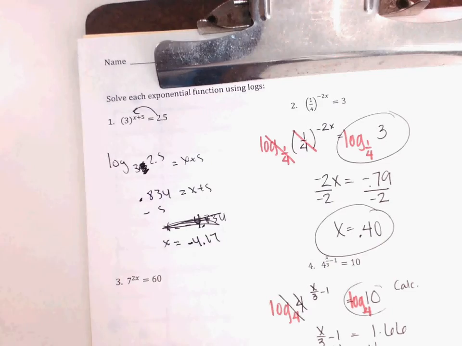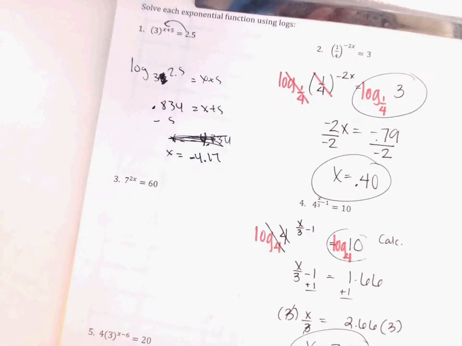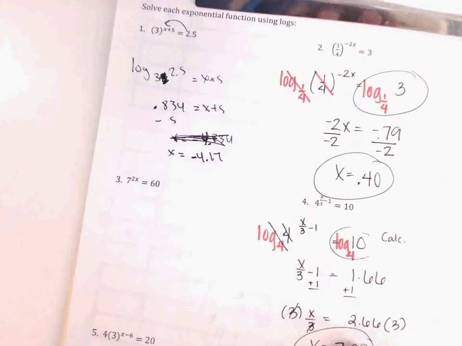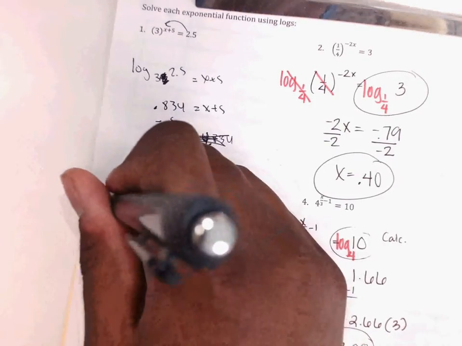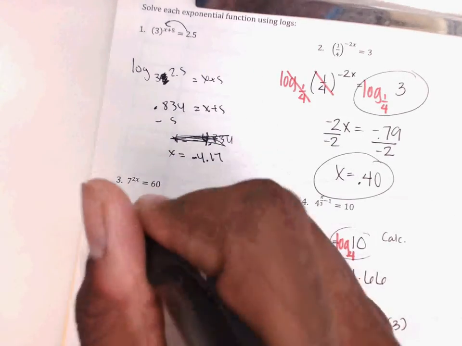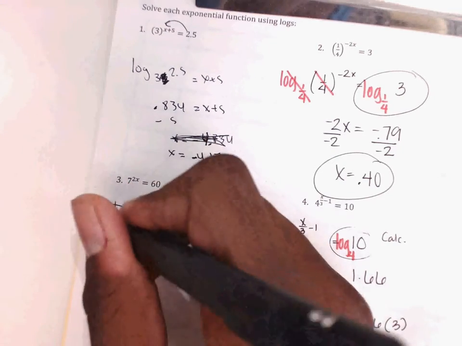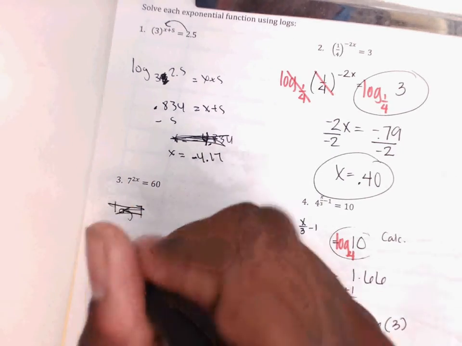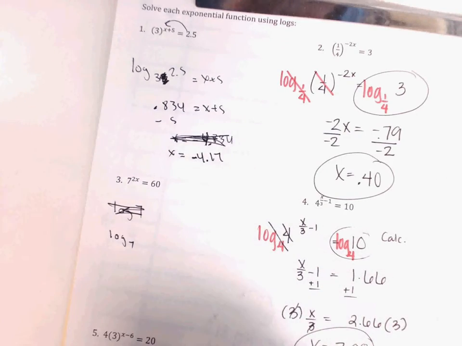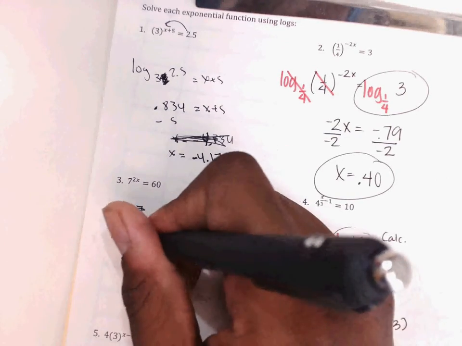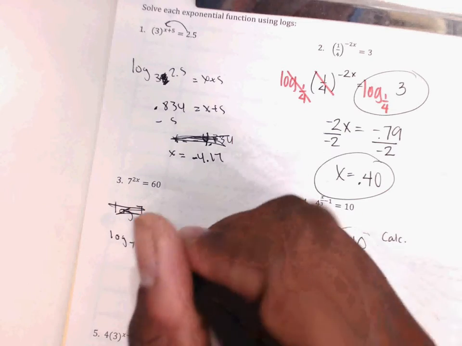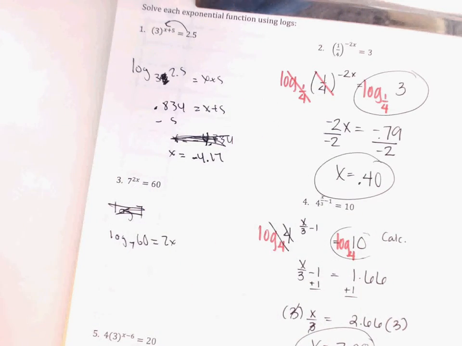All right. Number 3. So the log of 7. Yes, you're subtracting the little number.